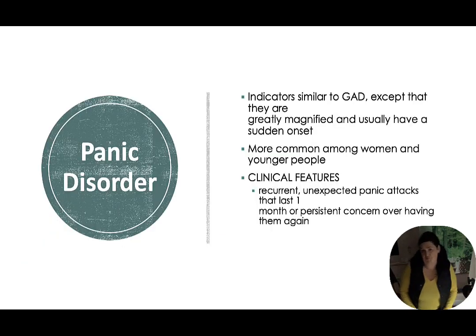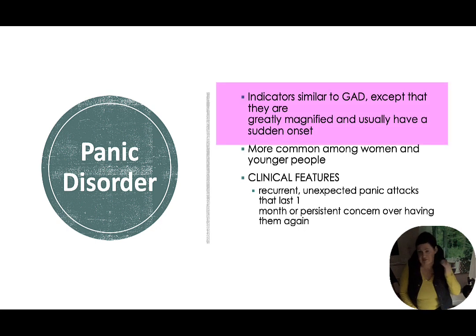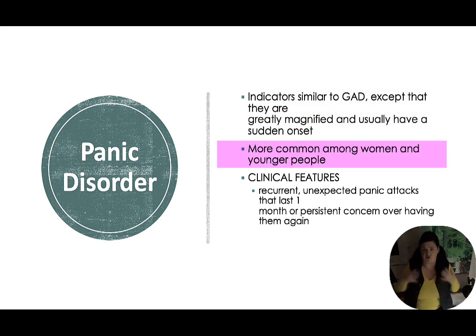Okay, so oftentimes people with GAD also have a panic disorder, but they're still separate. So someone will be diagnosed with GAD, meaning a general anxiety disorder, with panic disorder indicators, which are similar to GAD but greatly magnified and usually have a sudden onset. It's not just kind of growing over a continuum of days or months. It's an instant where everything comes on quick and you have actual physiological things going on in your body where you might even think you're having a heart attack. It's so strong. Okay, this is more common among women and younger people.